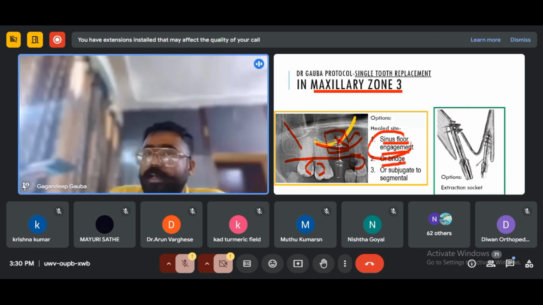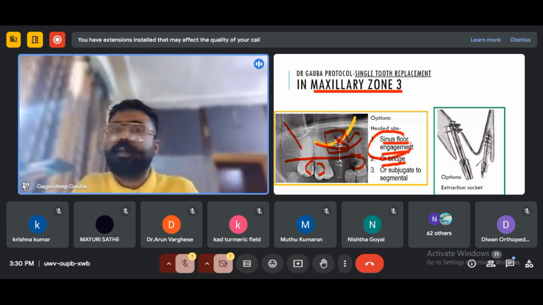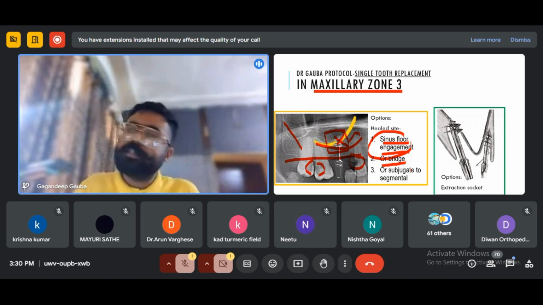But in extraction sockets, things become much easier, because in basal implantology, extraction sockets we can very easily treat.